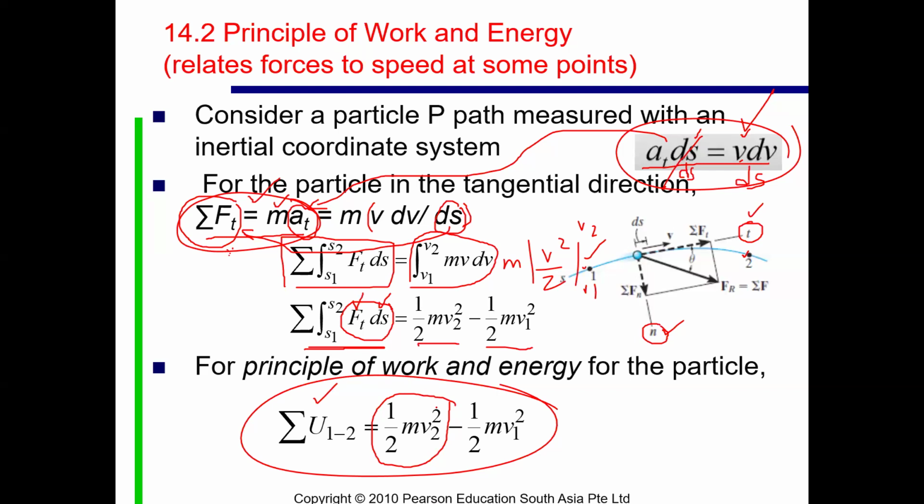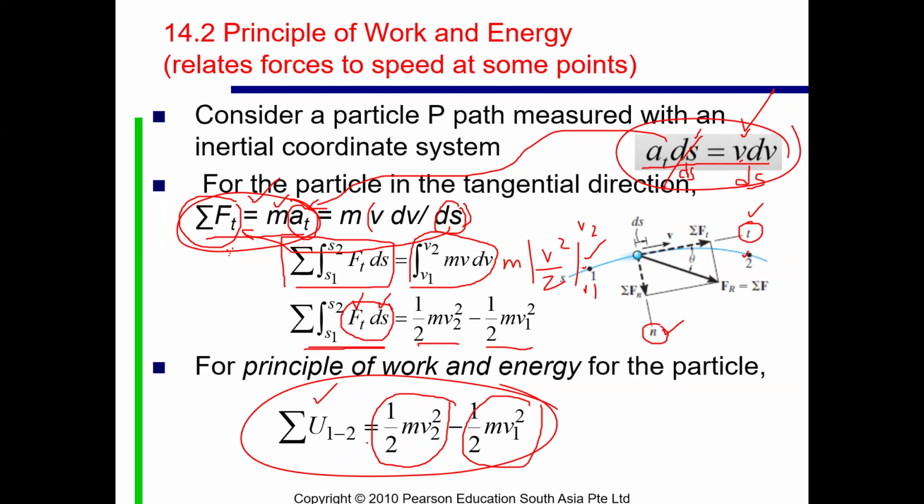Kinetic energy. This is the final kinetic energy at the final instant, and this is the initial kinetic energy. If you take the difference of these two kinetic energies, that would be equal to the sum of the work done by the forces in the system. The equation turns out like that.